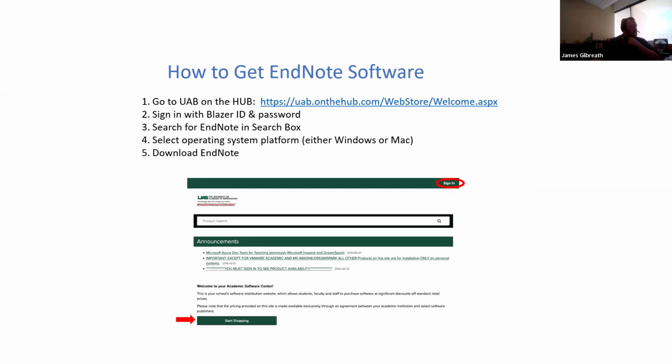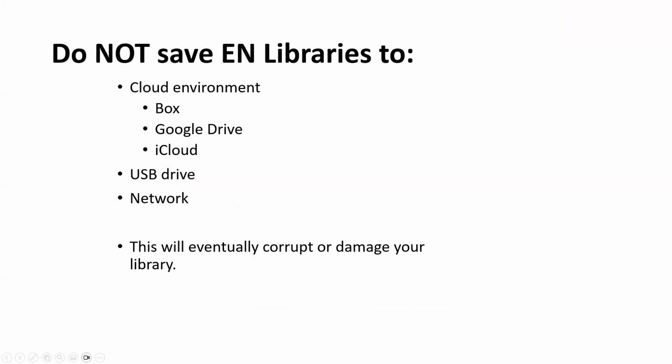To get the EndNote software, you go to UAB on the hub, sign in with your Blazer ID and password, and download EndNote. One thing I will note is when you start the download, it will give you a software key. Just make sure you don't click off that page because you'll need that key to get EndNote going. Unlike some other citation management solutions like RefWorks or SciWheel, EndNote is computer-based. You download citations to your computer, and you manage them in the program on your computer.